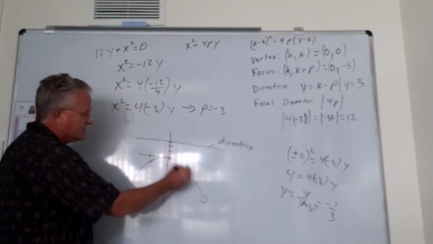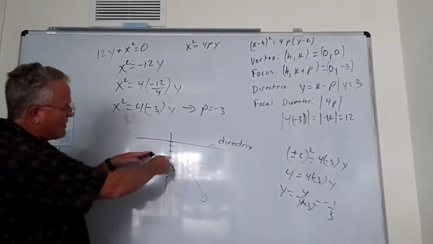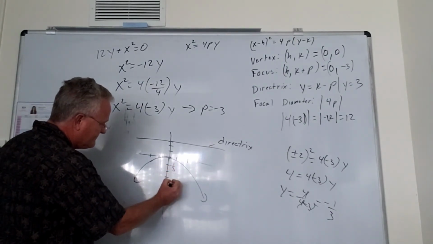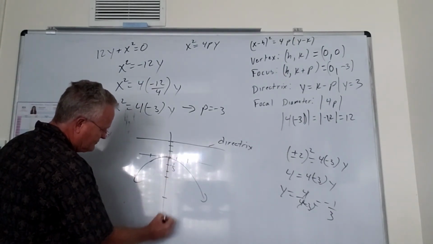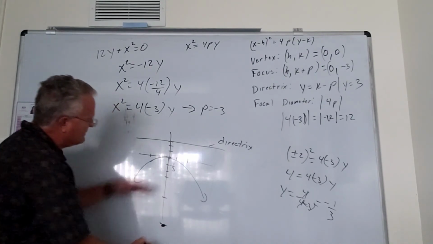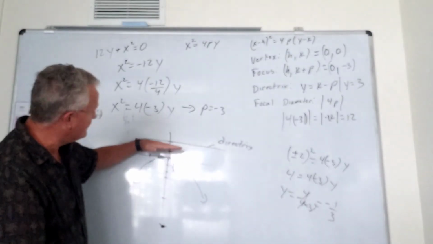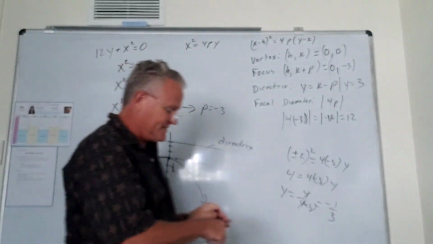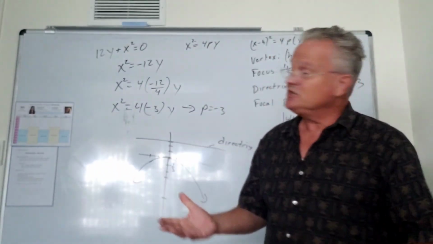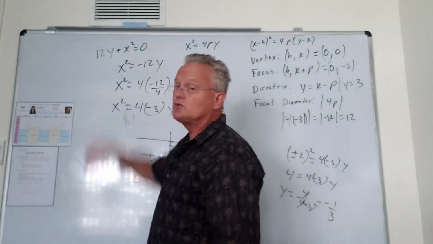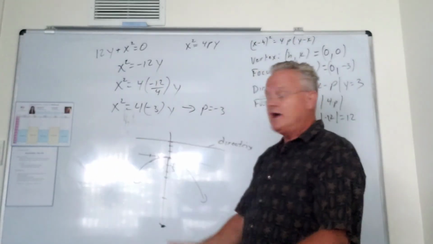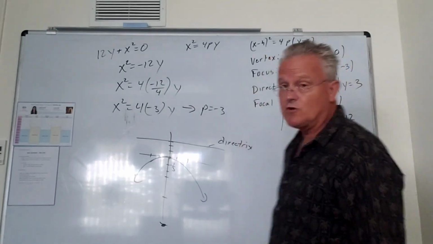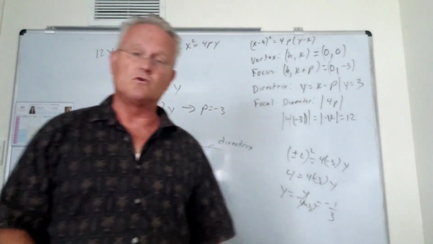So this is going to look like that, and so on and so forth, you could figure it out. Negative 3, to scale, is really down here. Likewise, our directrix is going to be more up here. But that's the idea of sketching a graph when you have an x squared. It's going to open up or down. And these are our formulas for finding the vertex, focus, directrix, and focal diameter.